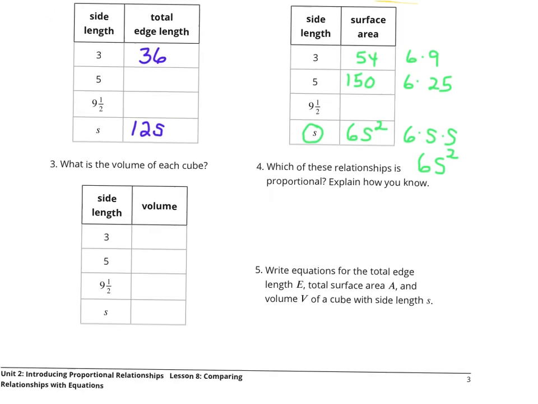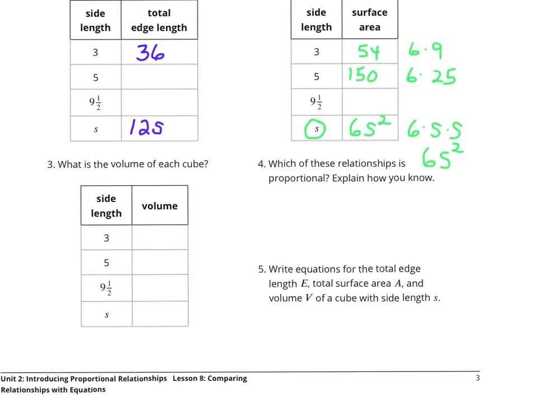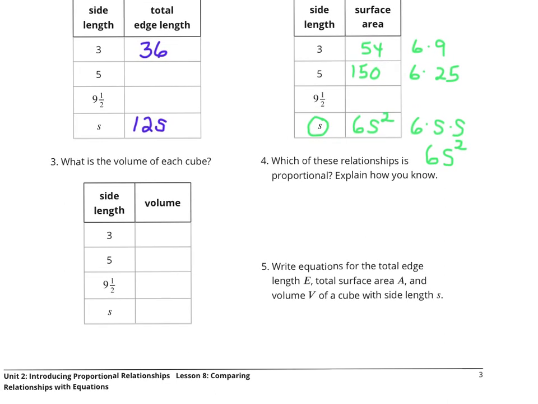It says, what is the volume of each cube? Well, to find a volume, we do length times width times height. So if the side length is 3, its volume would be 3 is the length, 3 is the width, and 3 is the height. 3 times 3 times 3, that's 27. When we talk volume, we actually say units cubed. So if it was centimeters, it would be centimeters to the third power. So do the same thing for me for 5 and for 9.5. We multiply them all together.